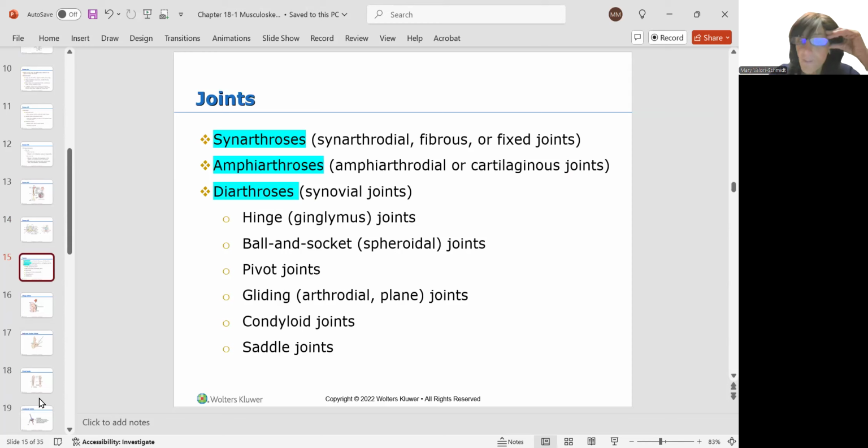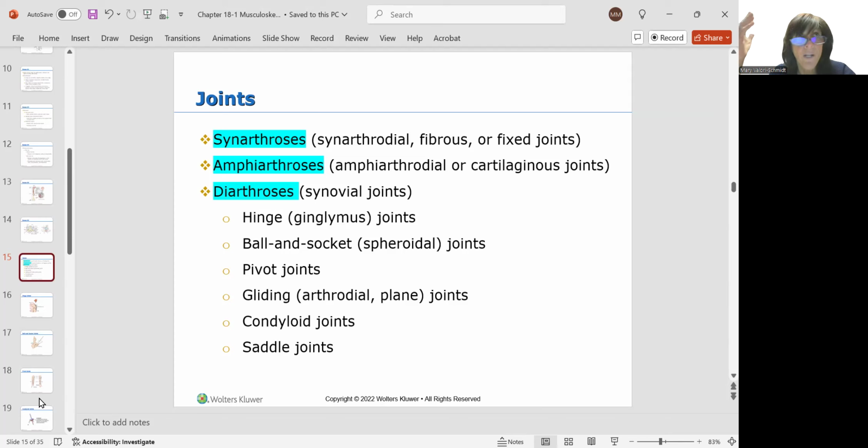So there are 3 different kinds of joints: synarthroses, amphiarthroses, and diarthroses. Synarthroses are like fixed joints, and I'm going to give you some examples in the slides that are coming up. Amphiarthroses are the cartilaginous joints, and the diarthroses, which are the most common, are the synovial joints. They're joints that have kind of a capsulated area in them with synovial fluid.